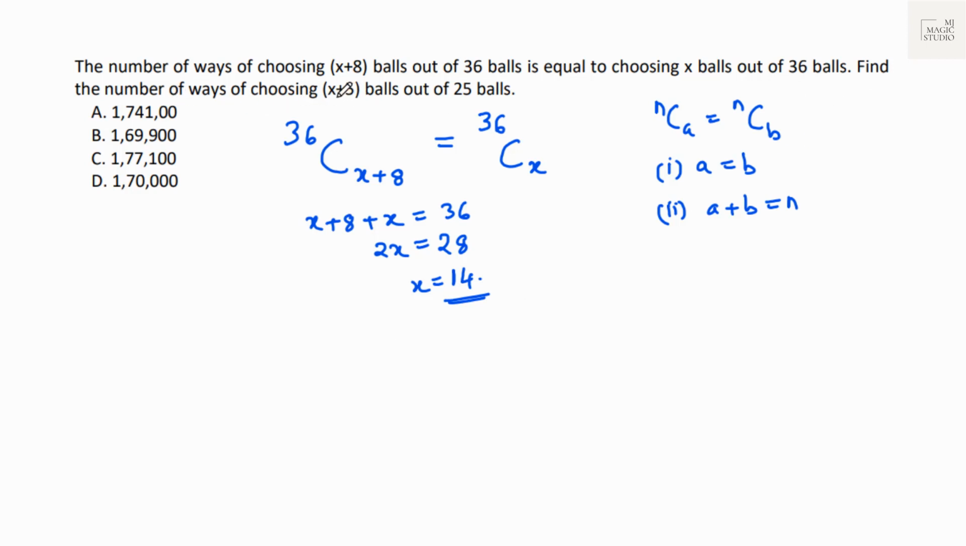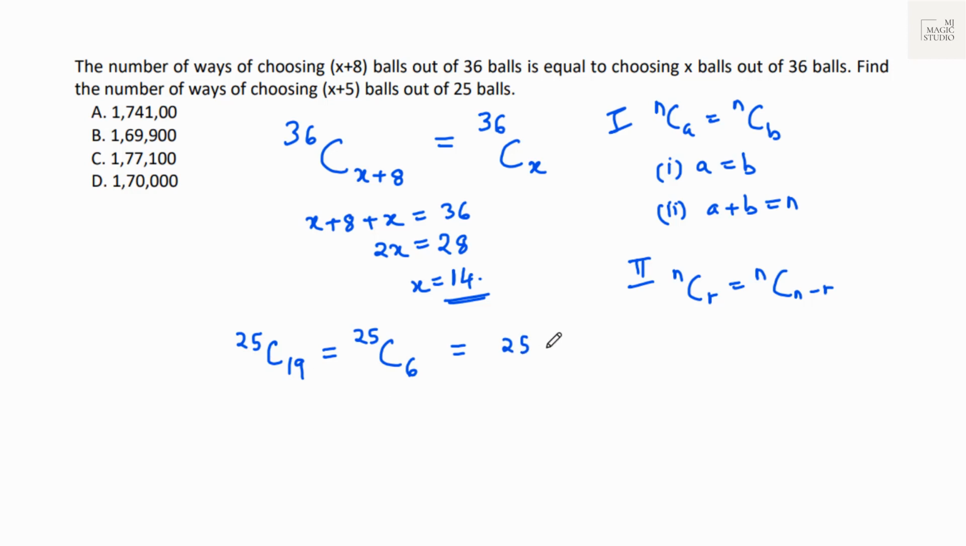Now find the number of ways of choosing x plus 5 balls. 14 plus 5, that is 19 balls out of 25. They are asking us to find the value of 25C19. Now we have one more concept in combination, that nCr is the same as nC(n minus r). So 25C19 will give the same value as 25C6, since 25 minus 19 is 6.